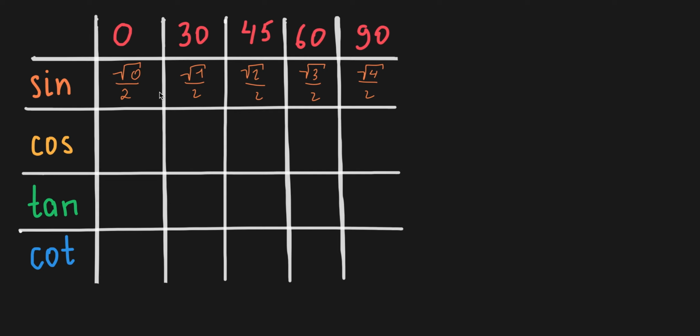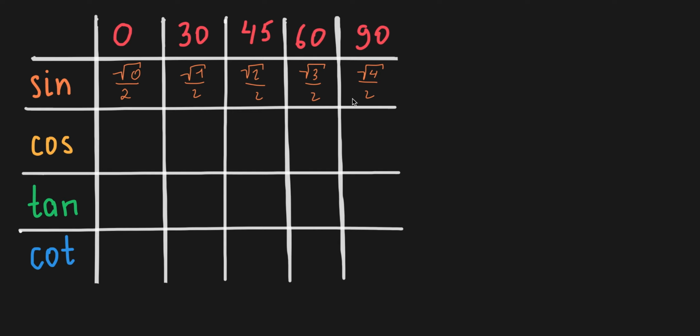So you know that sine 0 is 0. So square root 0 is 0, then over 2, that's 0. Then square root 1 is 1, and 1 over 2 is 1 over 2. And that's sine 30. And for 45 and 60, you're going to leave them like that. And for 90, that's square root 4, that's 2. 2 over 2 is 1.